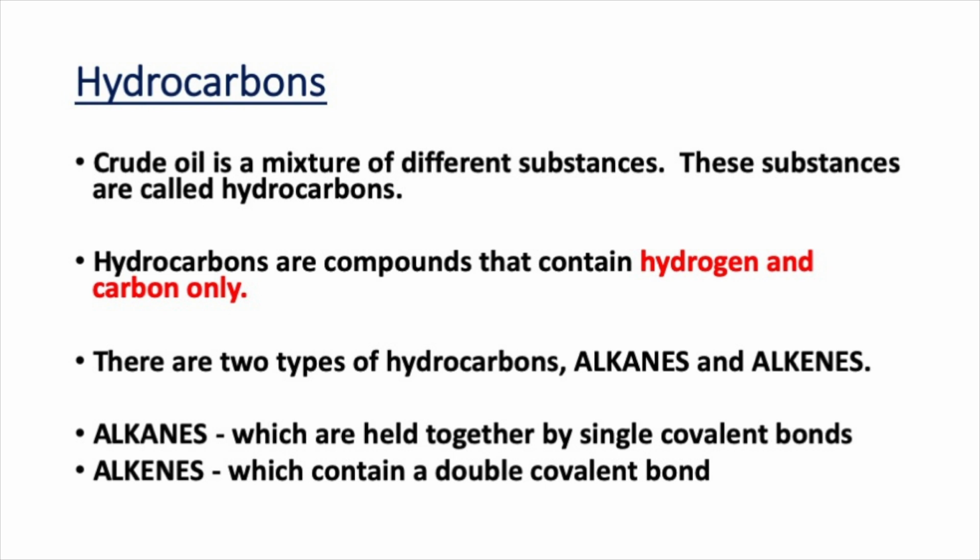Now, in our previous lessons, we've learned that crude oil is a mixture of different substances, and these substances are called hydrocarbons. Hydrocarbons are compounds that contain hydrogen and carbon only. There are two types of hydrocarbons, alkanes and alkenes. Alkanes are held together by single covalent bonds, while an alkene contains a carbon-carbon double bond.